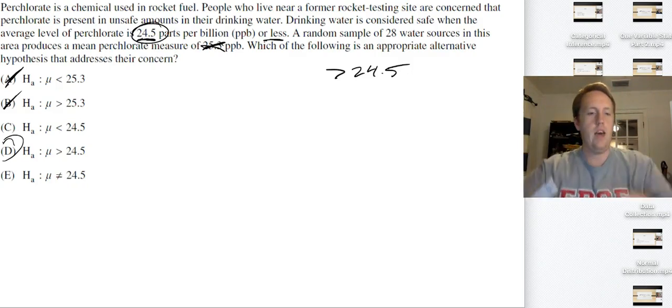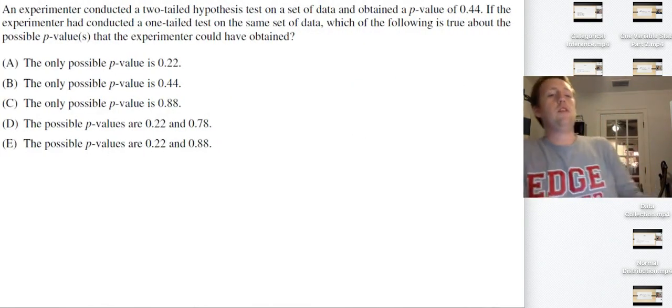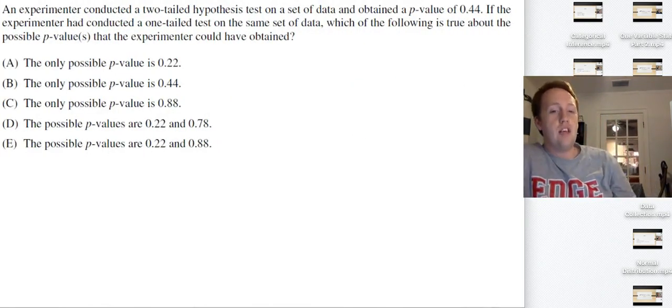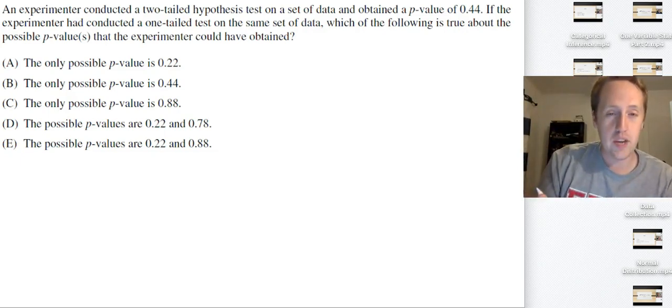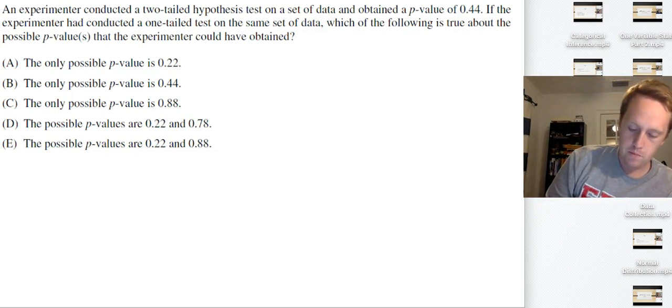An experimenter conducted a two-tailed hypothesis test on a set of data and obtained a p-value of 0.44. If the experimenter had conducted a one-tailed test on the same set of data, which of the following is true about the possible p-values that the experimenter could have obtained? I want a disclaimer. This question is weird, but it's fine. I'm going to show you anyway.